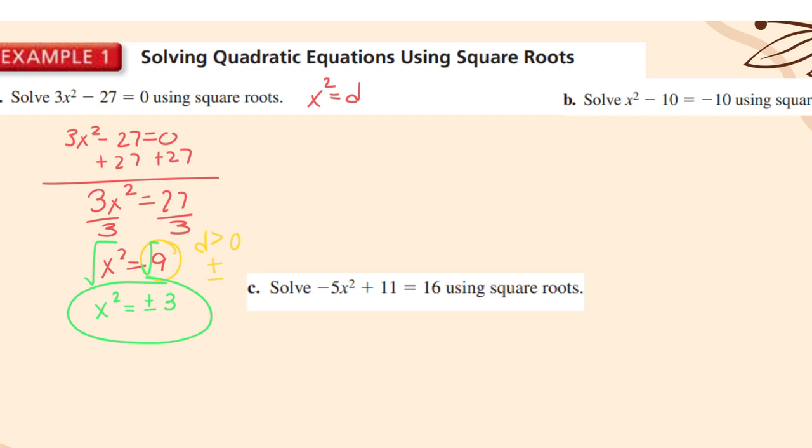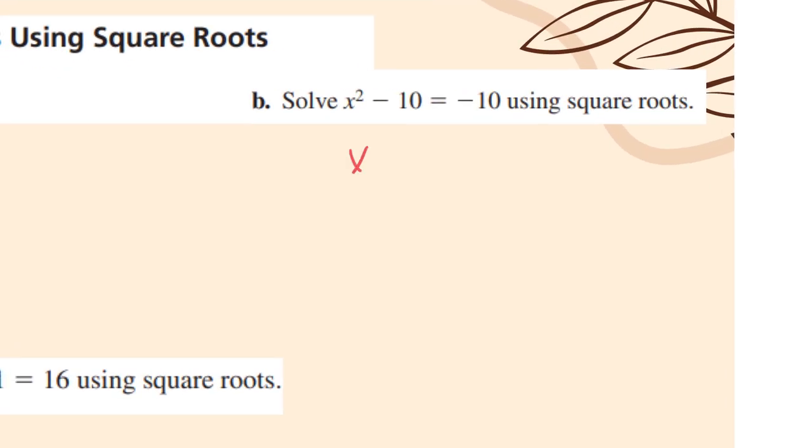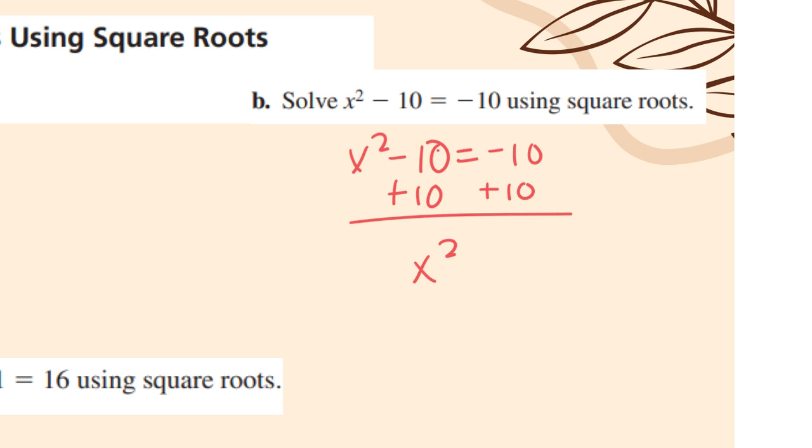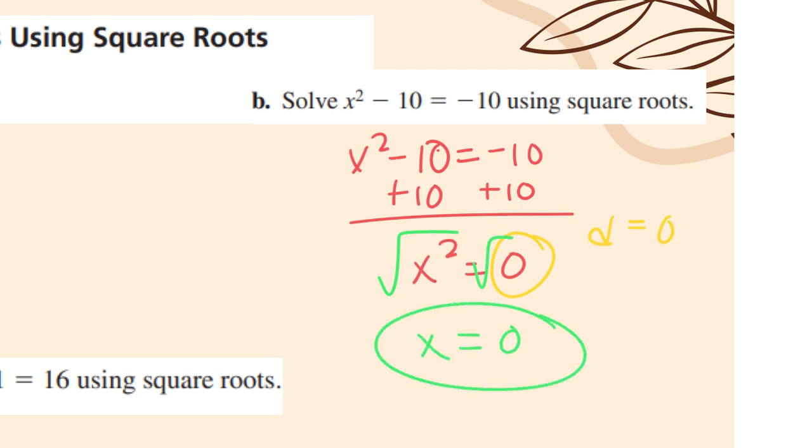In B, we have x squared minus 10 equals negative 10. Let me fix this: x squared minus 10 equals negative 10. If I add 10 to both sides, I'm left with x squared, so x squared is actually already isolated, equals 0. I take this and determine if d is greater than, less than, or equal to 0. This is equal. That means I'm just going to have one real solution. And if I square root this, I have x equals 0. And that's my answer.